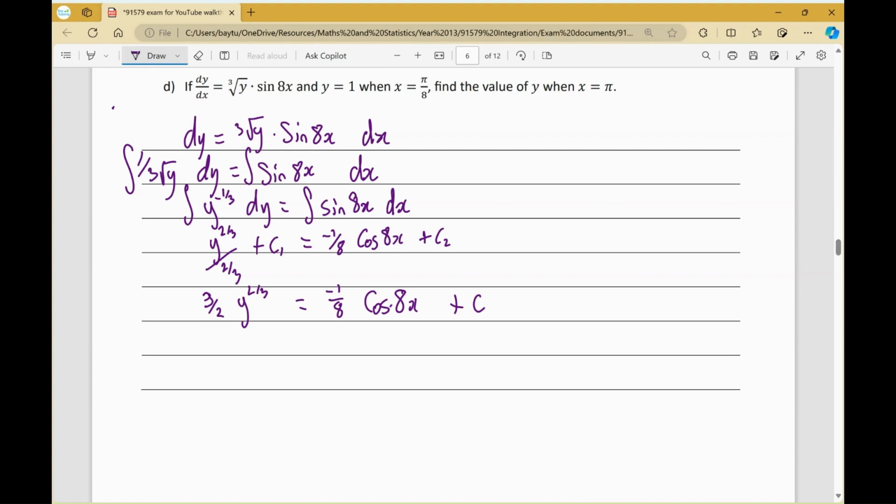So let's just reread the question, make sure we're answering it. If dy over dx equals cubed root of y times sine 8x and y equals 1 when x equals pi over 8, find the value of y when x equals pi. So to do that, to find y when x equals pi, we need to find this c, which is why we've been told when x is pi over 8, y is 1. So if we substitute pi over 8 for x and 1 for y, that will leave c as the only unknown, meaning we can solve it and find it.